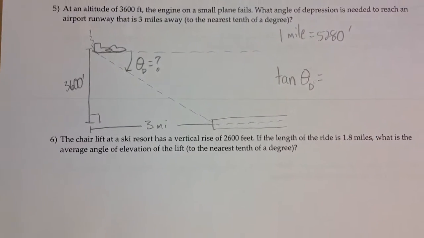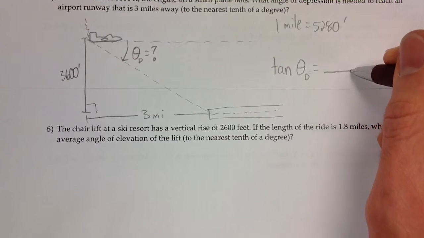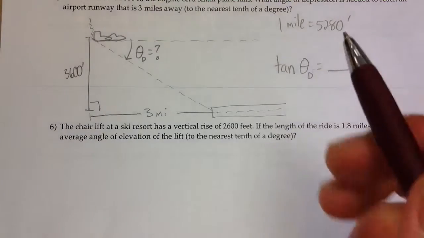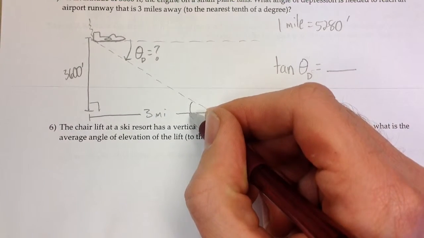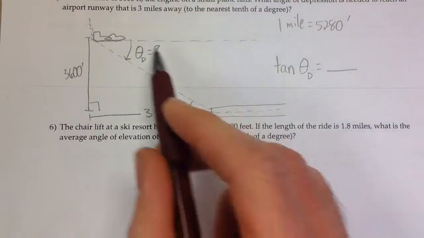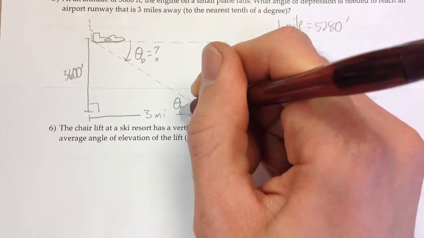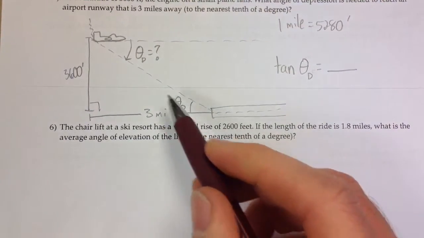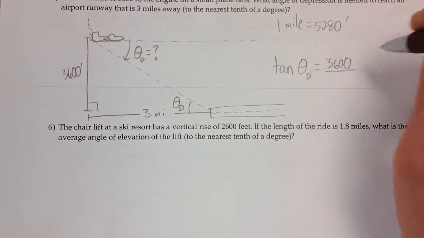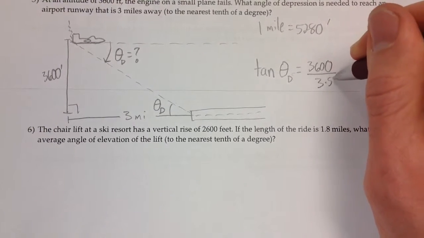Now here's the challenging part. It's what over what? 2,600 over 15,840. Very good. This angle here is also the angle of depression because it's alternate interior with this one, and we're assuming that the ground is parallel with this horizontal line. Tangent is opposite over adjacent. 3,600 over 3 times 5,280.